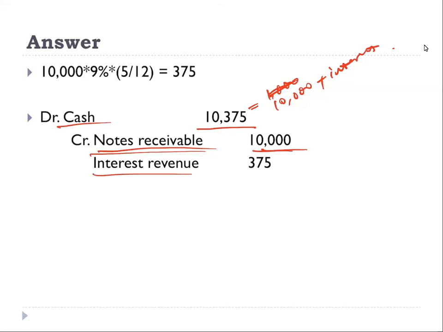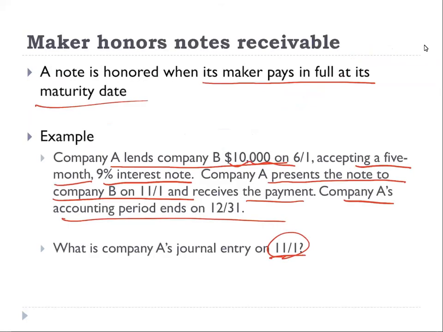We also need to recognize the interest revenue that is on this note. So the interest revenue is calculated as the face value multiplied by 9%, the interest rate, multiplied by the fraction of the year that this note was outstanding. It was issued on June 1st, and then it matures on November 1st. So that is 5 months.